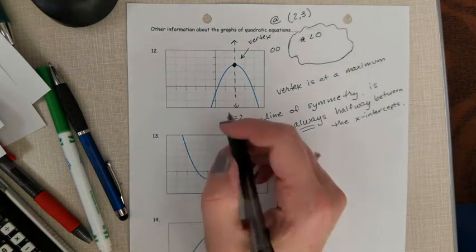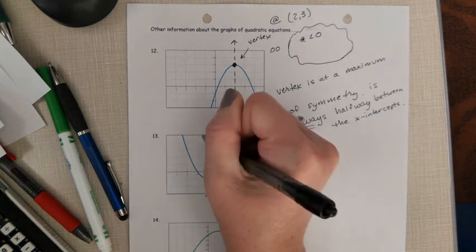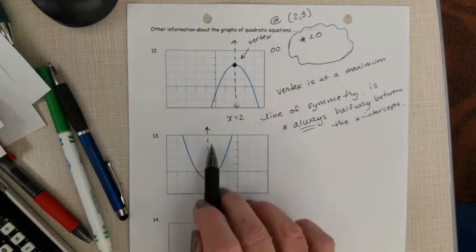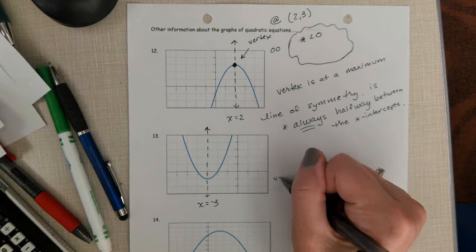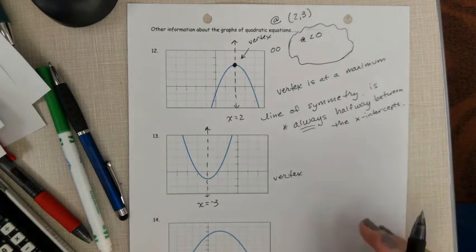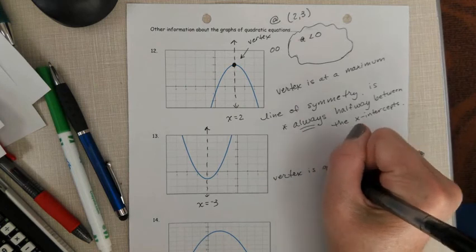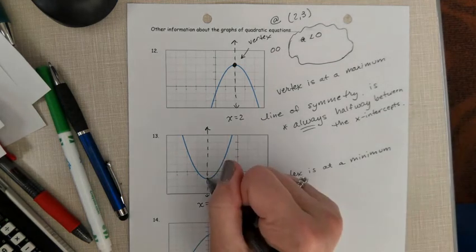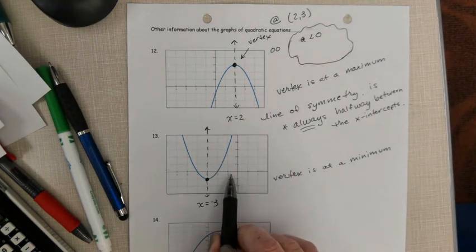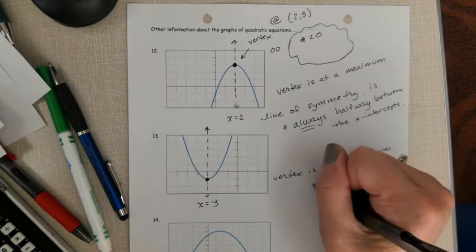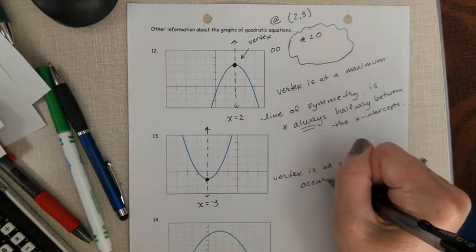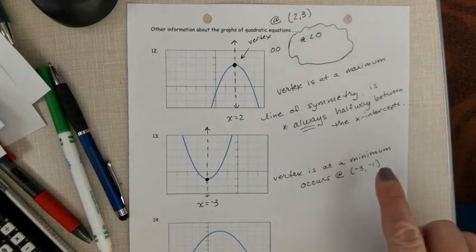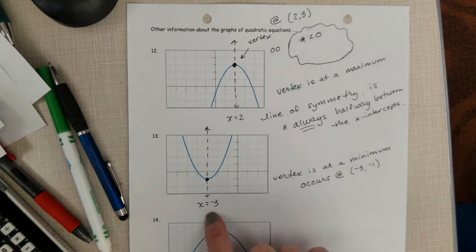So this parabola is opening up. I'm going to draw in that line of symmetry. That line of symmetry is at x equals -3. This vertex, now I'm just looking at the graph here, is at a minimum. Why is it at a minimum? Because it's on the bottom. And the vertex in this case is -3, -1. So this is an ordered pair, and this is a line.